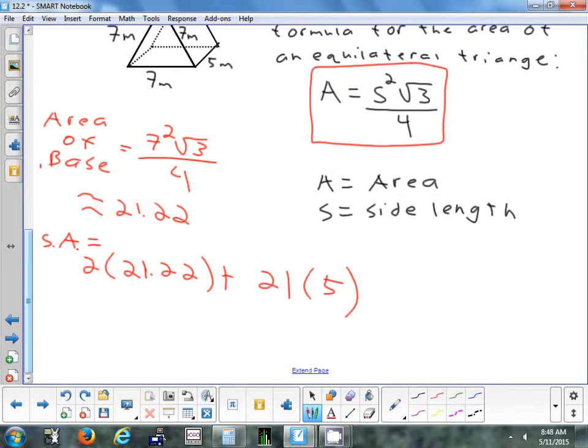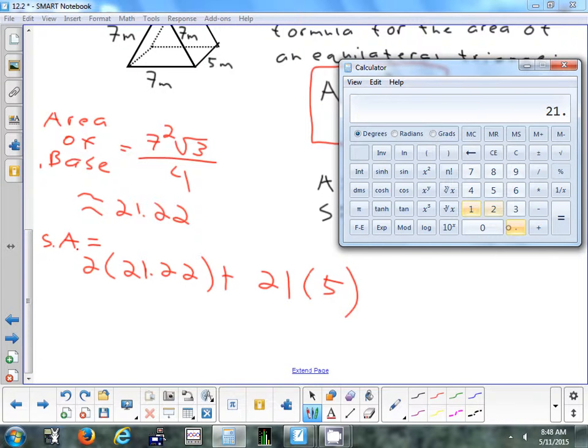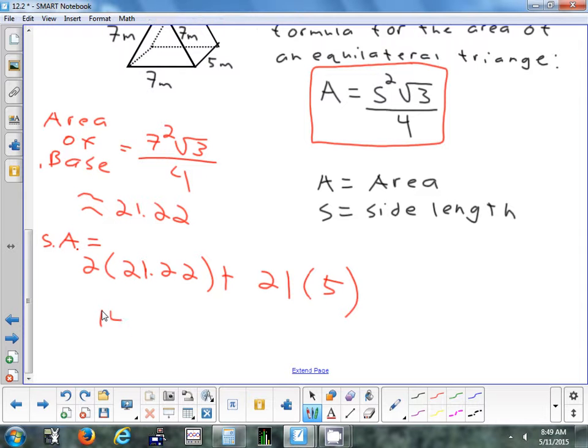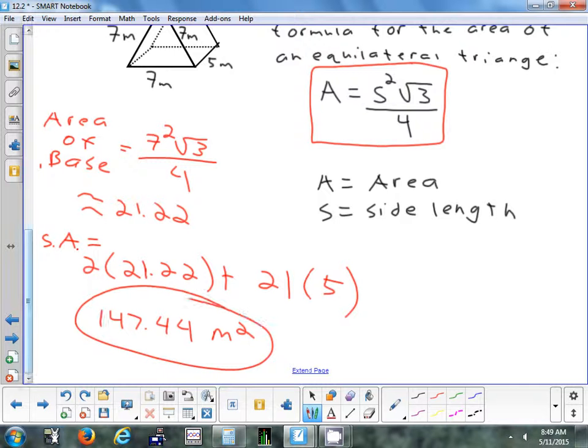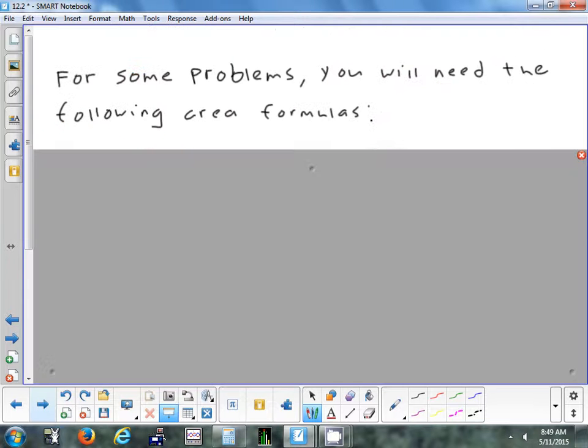Okay, so let's add it all up. So you get 42.44 plus 21 times 5 is 105. That's the surface area. Don't forget to put a label of square meters. All right, so that's the one that's tricky, but I tried to help you guys out with a formula.